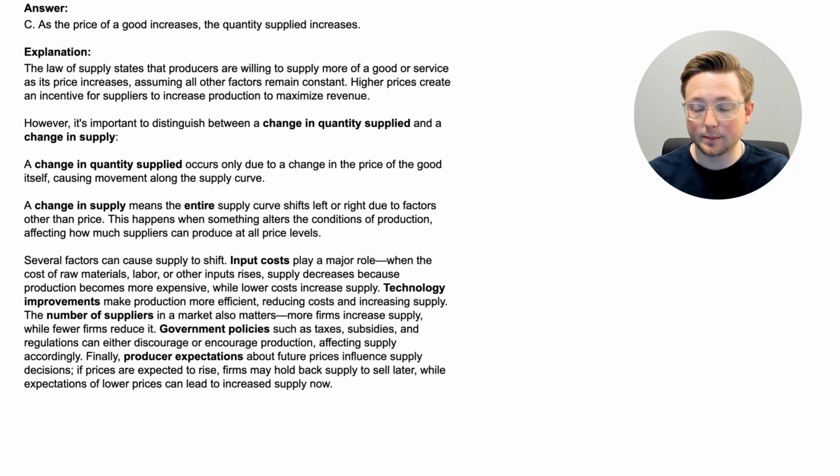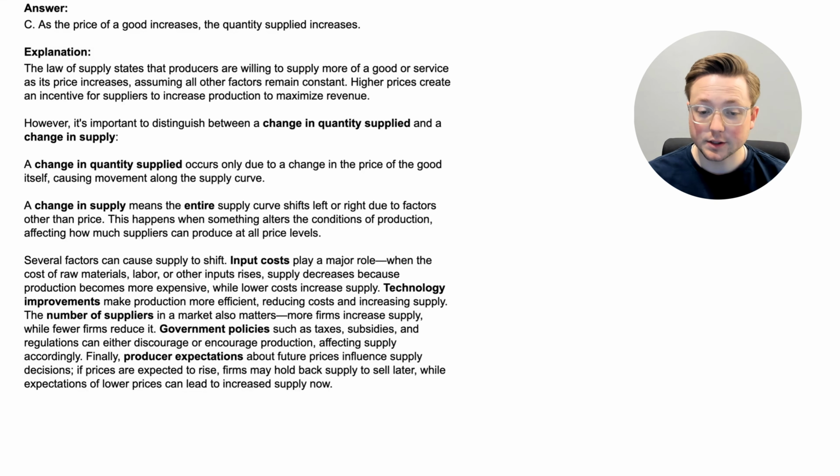And this next big paragraph is going to talk about some of the things that can cause supply to shift. So again, several factors can cause supply to shift. Input costs play a major role. When the cost of raw materials, labor, or other inputs rises, supply decreases because production becomes more expensive, while lower costs increase supply. Technology improvements make production more efficient, reducing costs and increasing supply.